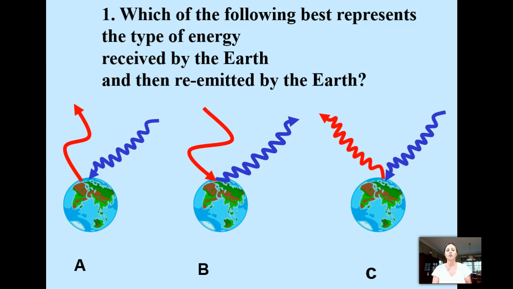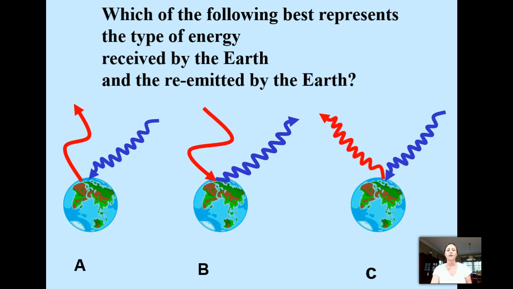In your notes, you're going to circle the correct answer. Which of the following best represents the type of energy received by the Earth and then remitted by the Earth? Go back and look at the diagrams that you drew and see if you can figure out which one. Well, it's diagram A. In this instance, it's coming in as shortwave radiation and it's leaving as longwave radiation. Coming in as UV or visible light, leaving as infrared.